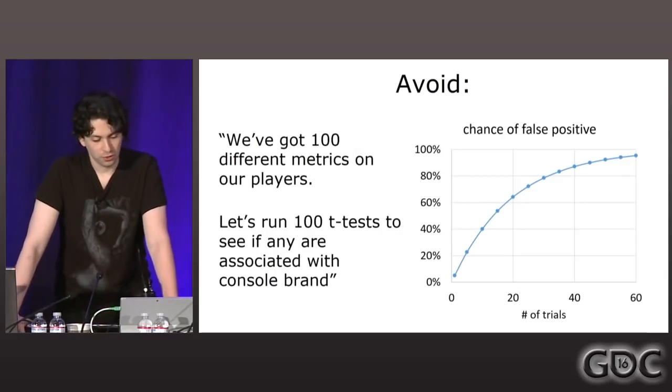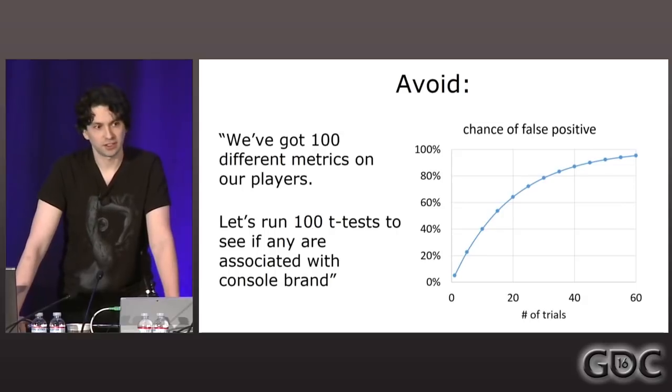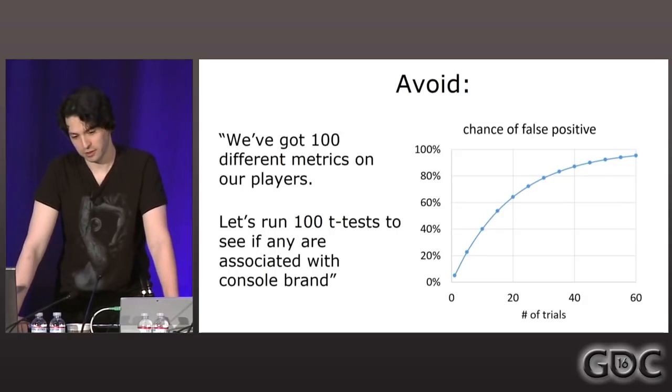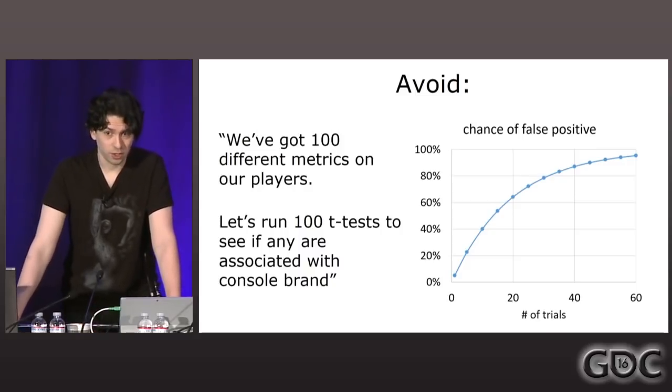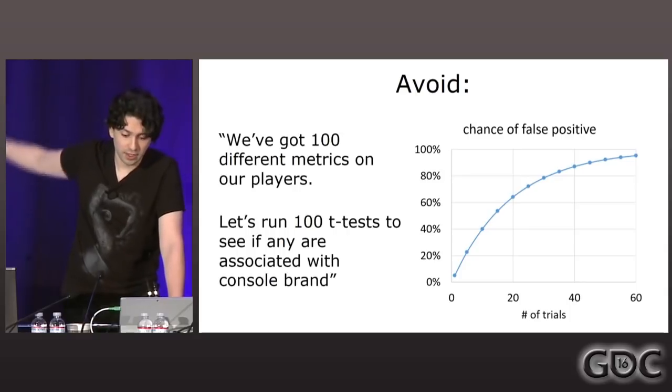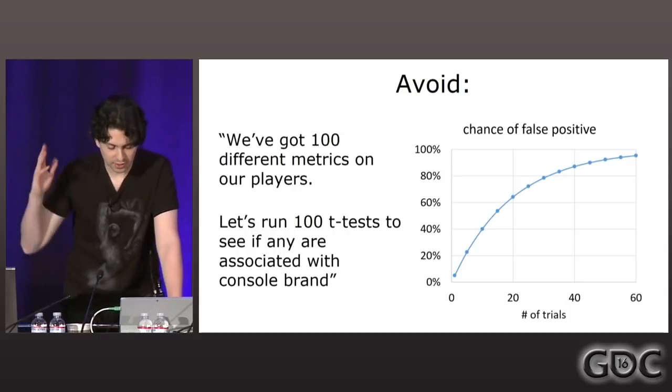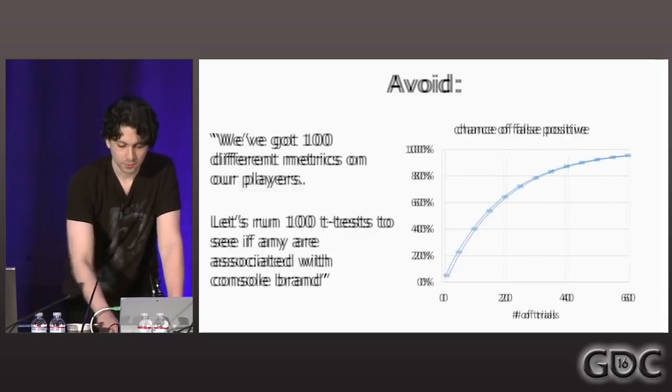Don't do the thing where you say, we've got like 100 different metrics in our players, and let's run 100 different t-tests to see if any of them correlate with console brand. Do people on PlayStation play longer than Xbox? No. Okay. Do people on PlayStation buy more than Xbox? No. Do they kill more dragons? Whatever. If you have a 5% chance of any one of these tests giving you a false positive, you are almost certain, if you've done that many, to definitely get a false positive.